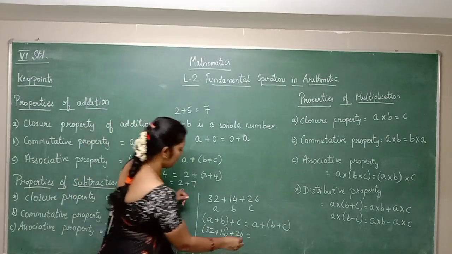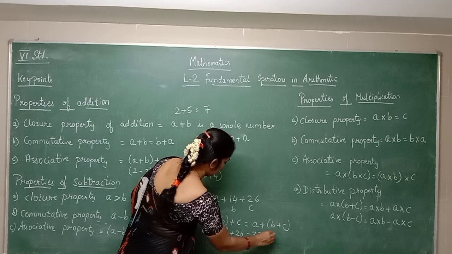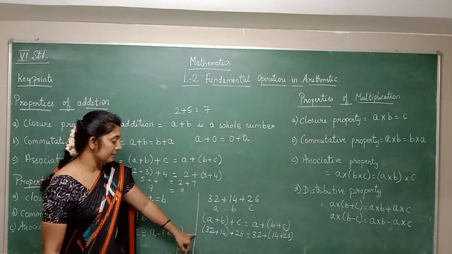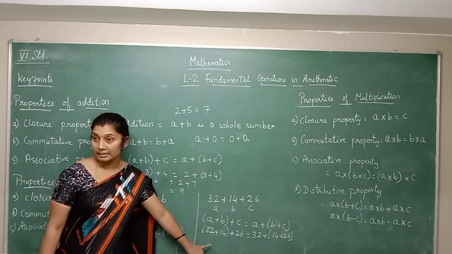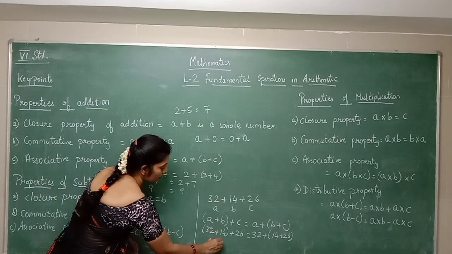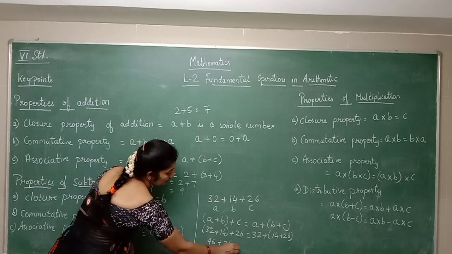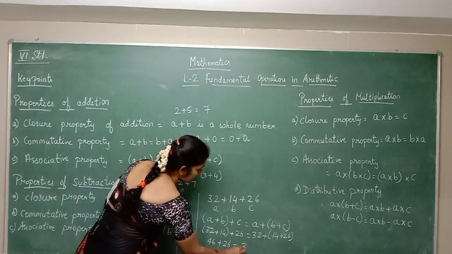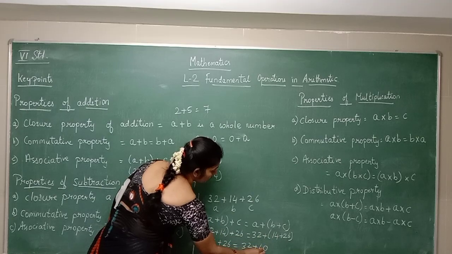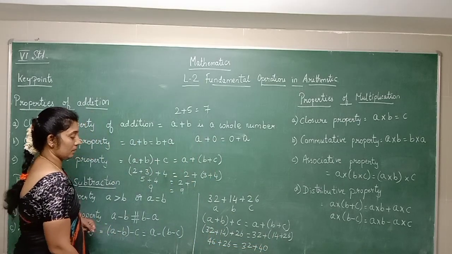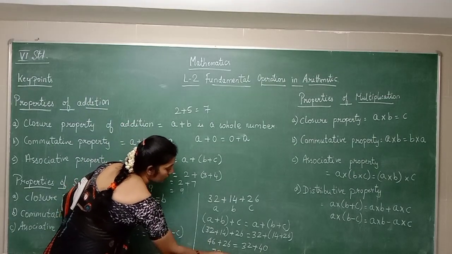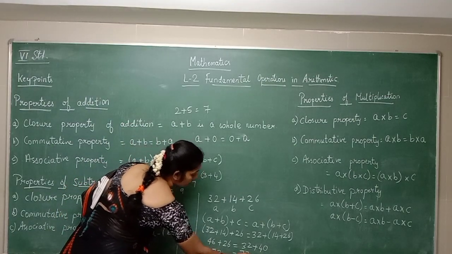Next, you have 32 plus 14 plus 26. Here, what am I doing? Addition. 32 plus 14, I am doing addition first. So 4 plus 2 becomes 6, 1 plus 3 becomes 4. So 46, plus 26 will be equal to 72. So 6 plus 6 is 12, 4 plus 2 plus 1 is 7, so 72 will be equal to 72.